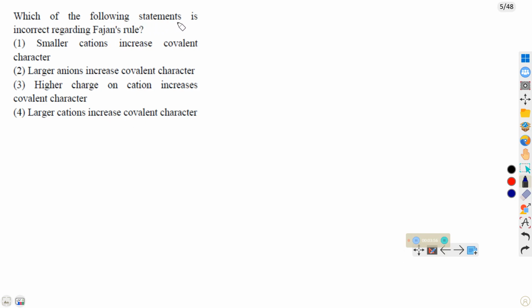Which of the following statements is incorrect regarding Fajan's rule? Smaller cation increases covalent character. Correct. The fourth statement is incorrect: larger cation increases covalent character. This is wrong. Larger cations increase ionic character.